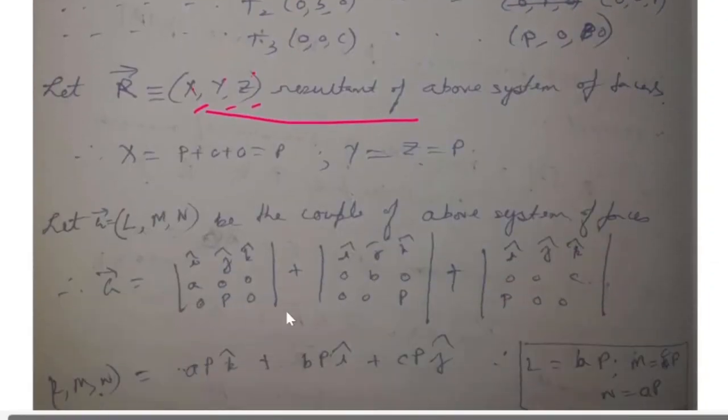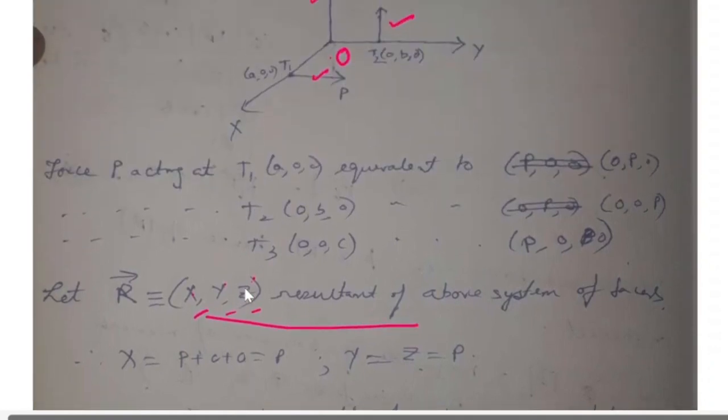Once we do this, let me just explain once for instance how it is coming. At the point (a, 0, 0), which force is acting? This is the force acting. It is parallel to the y-axis. That means it has component P along the y-axis, whereas it has no component along the x-axis and also no component along the z-axis, right?